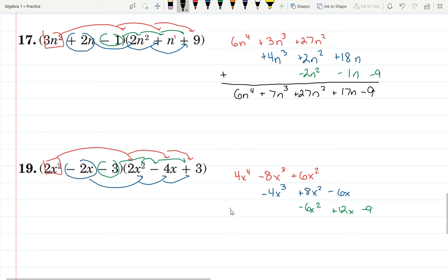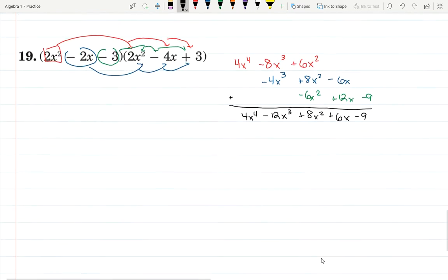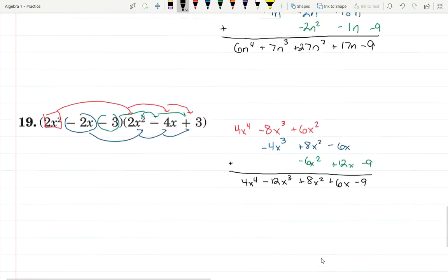And so now as we wrap this thing up here, we have 4x to the fourth minus 12x to the third. See, 6x squared and negative 6x squared cancel out, so we're left with just 8x squared. Negative 6x plus 12x is a positive 6x, and then our minus 9. 4x to the fourth minus 12x to the third plus 8x squared plus 6x minus 9. All right, and that is it for these.